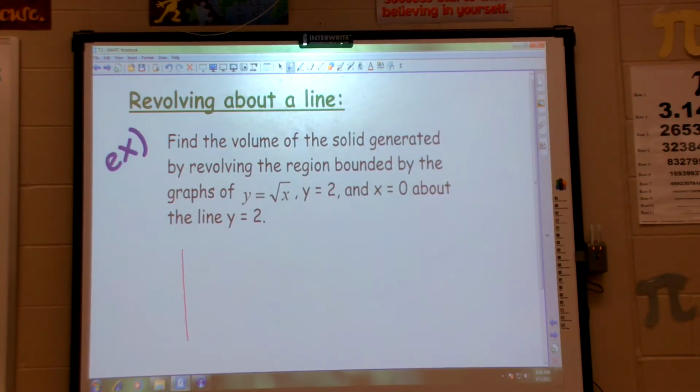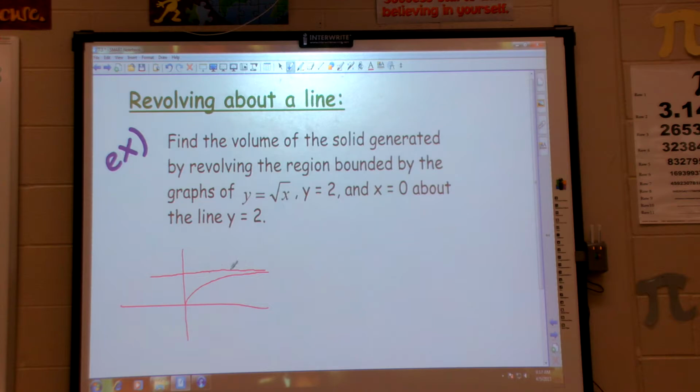So, should have been an easy graph. We have the square root of x. Y equals 2 is up here, right? And x equals 0 is the axis. And we're revolving about this line.